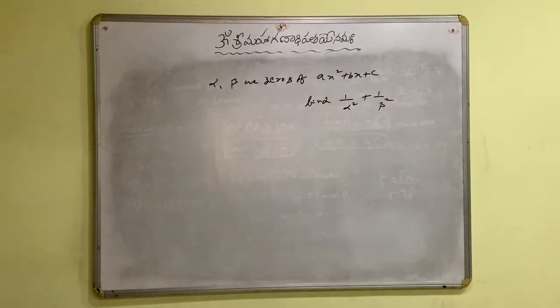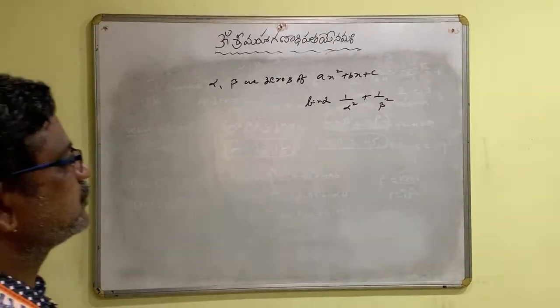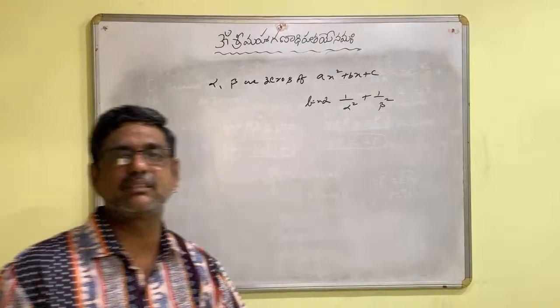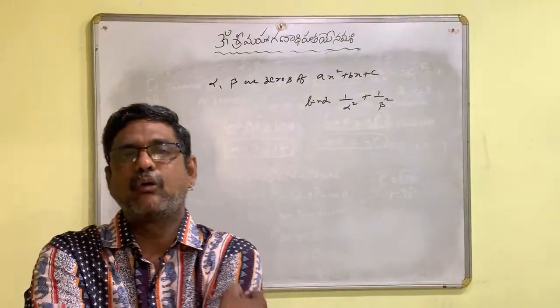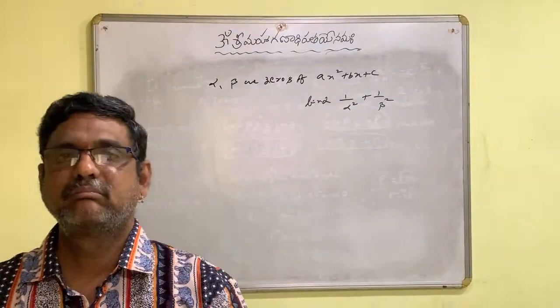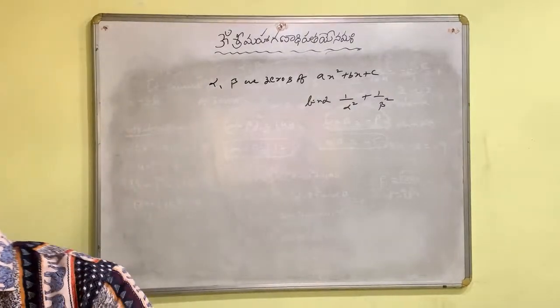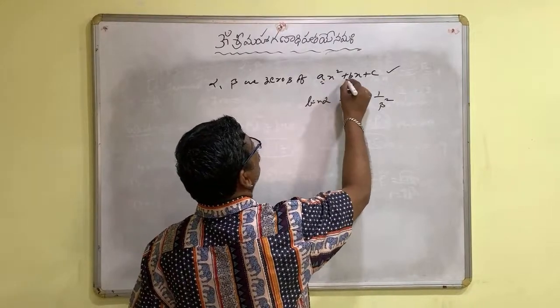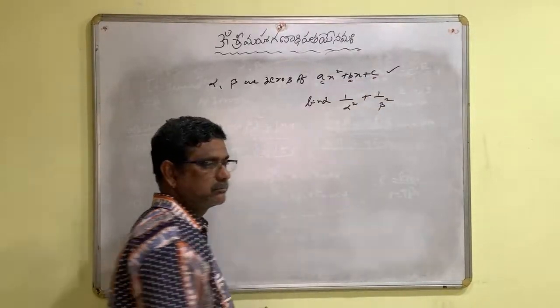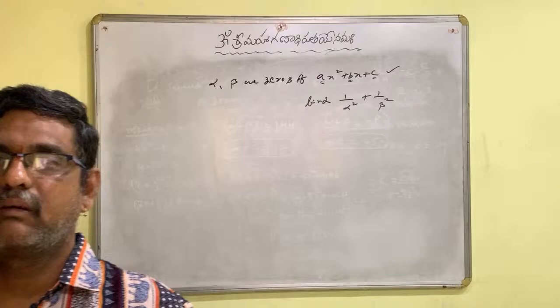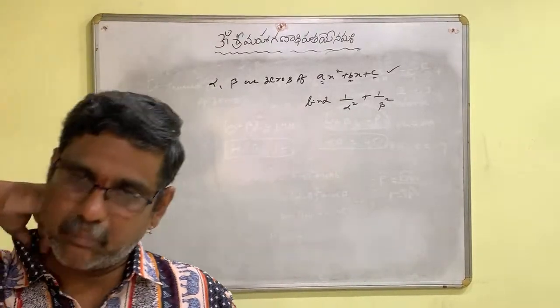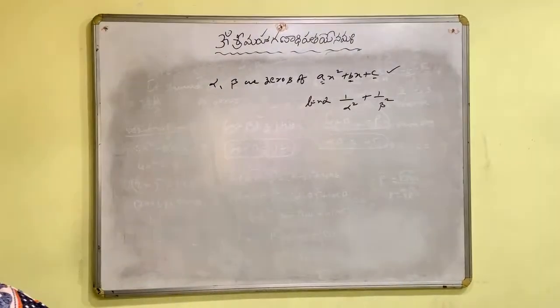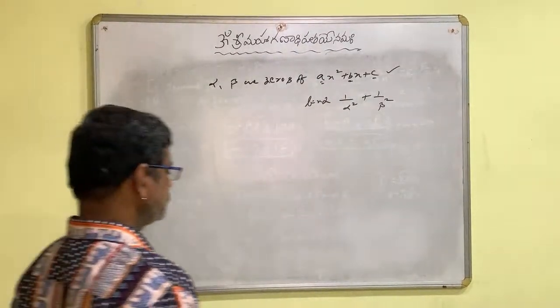The polynomial has unknown coefficients. Until now we worked with known, real coefficients. Now unknown coefficients. What is the polynomial here? This one, with unknown coefficients. We need to find out 1 by alpha square plus 1 by beta square value. Okay. How to do this?